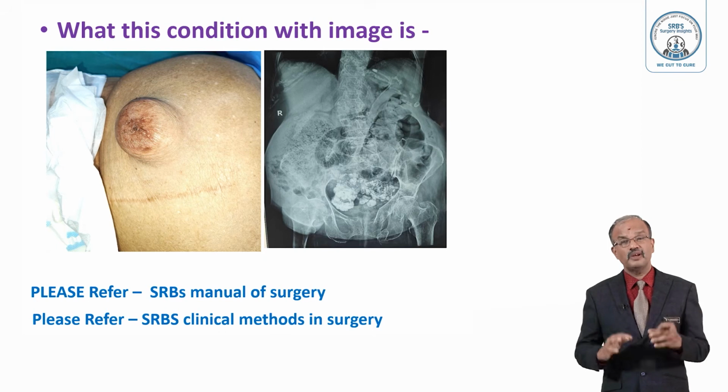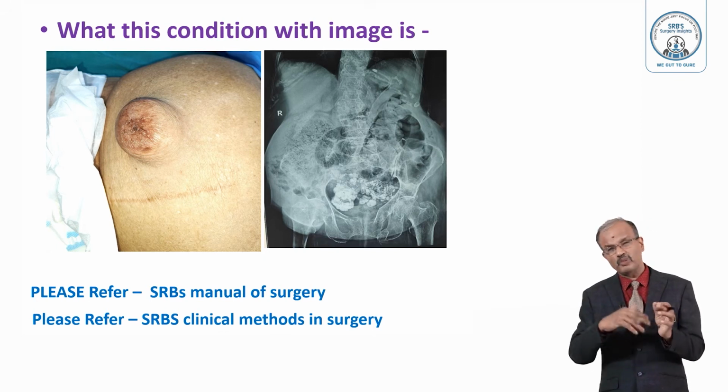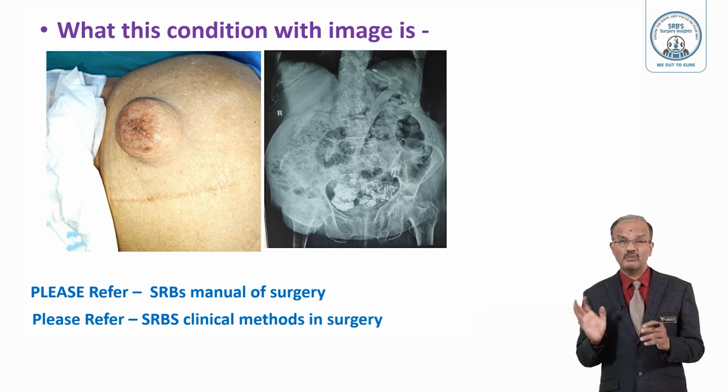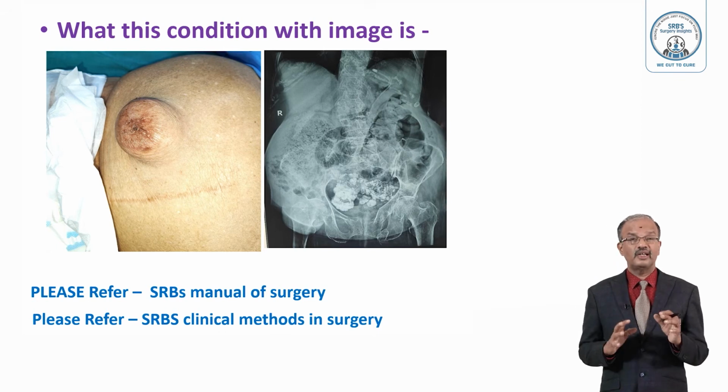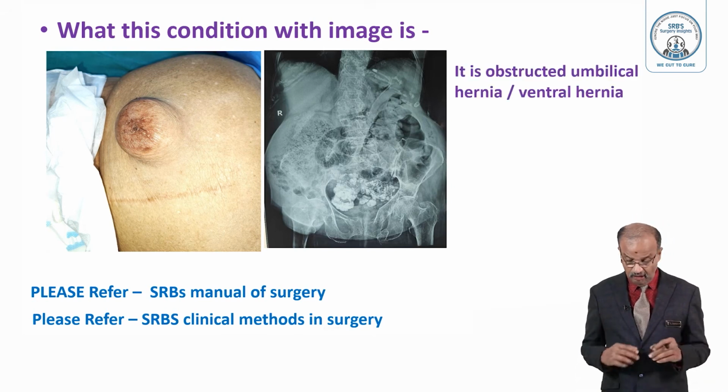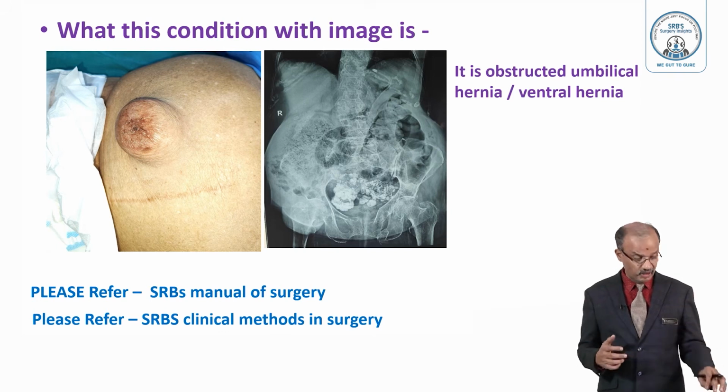So here treatment is, you have to open, release the adhesion, confirm whether the bowel is viable or not. So many methods are there: oxygen, indocyanine green, pulsation, on-table Doppler, then put a hot mop. Of course, if it is not viable, resect and do anastomosis. If it is viable, reduce it, and if there is omentum, remove it, then do a repair. If it is inflamed, do a mesh repair to prevent recurrence. So this is obstructed umbilical hernia, or otherwise called ventral hernia also.